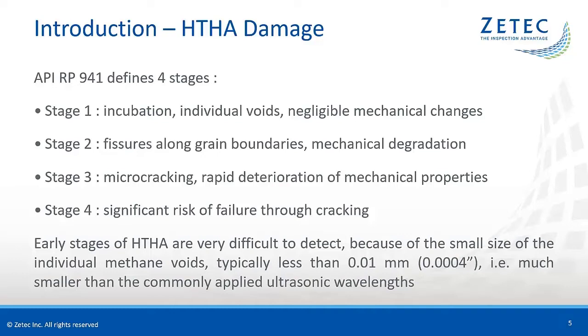Stage 2 damage is characterized by fissures along the grain boundaries, and the mechanical properties of the metal begin to degrade. In stage 3, the fissures align and grow into micro-cracking, while the mechanical properties are rapidly deteriorating. And finally, by stage 4, the component is at significant risk of failure by cracking. So at this time, the challenge for NDT is to detect the damage in operating components as it moves into stage 2, because in the later stages, the risk of failure is dramatically increasing.